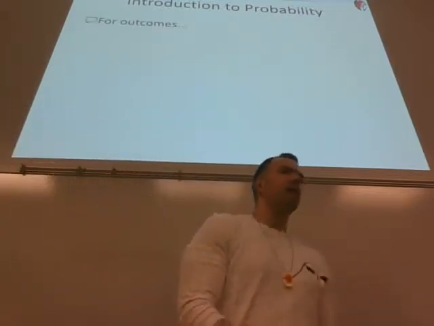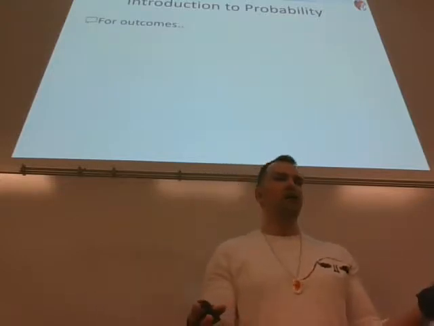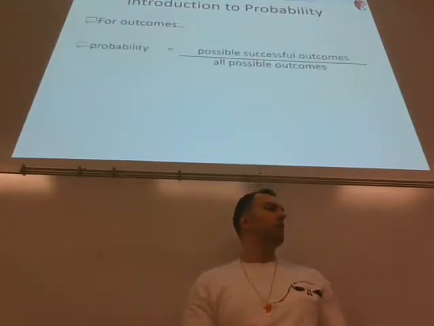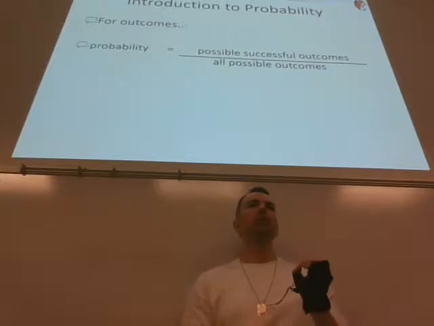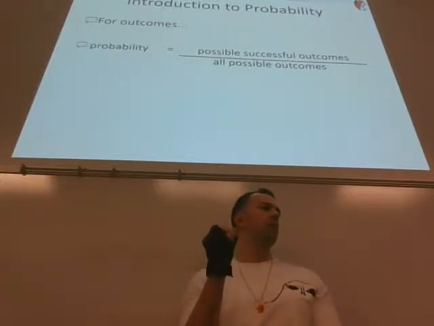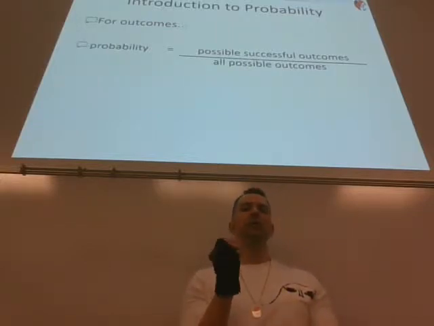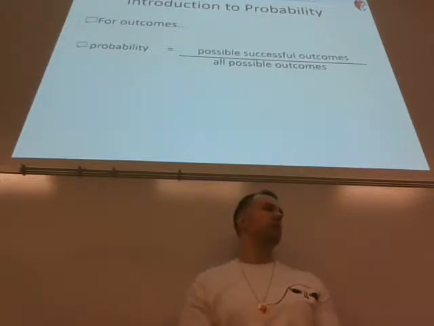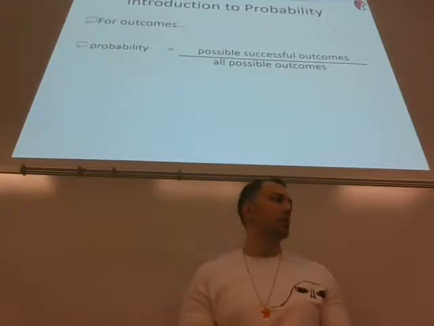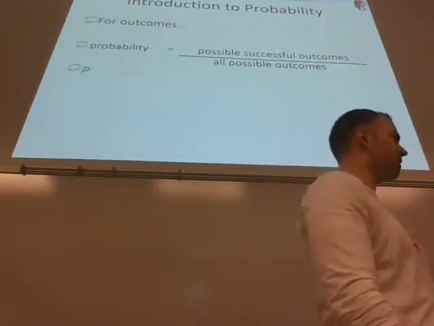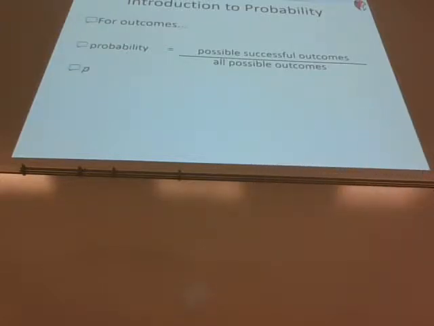So we'll start off with the mathematical definition first. For any outcome, the probability of that outcome occurring equals the number of possible successful outcomes divided by all possible outcomes. This is known as probability. This is also referenced as P. And this is something that we have hopefully seen before.